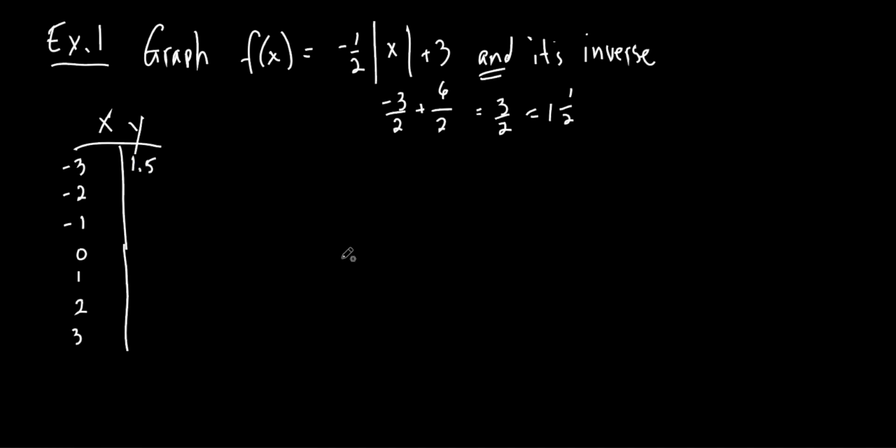Is that all right? Now, do the same thing with all the other numbers, and I'm just going to write it down and see what we get. We get 2. We get 2.5. We get 3. Then it goes back down. We get 2.5. We've got 2. And we've got 1.5.